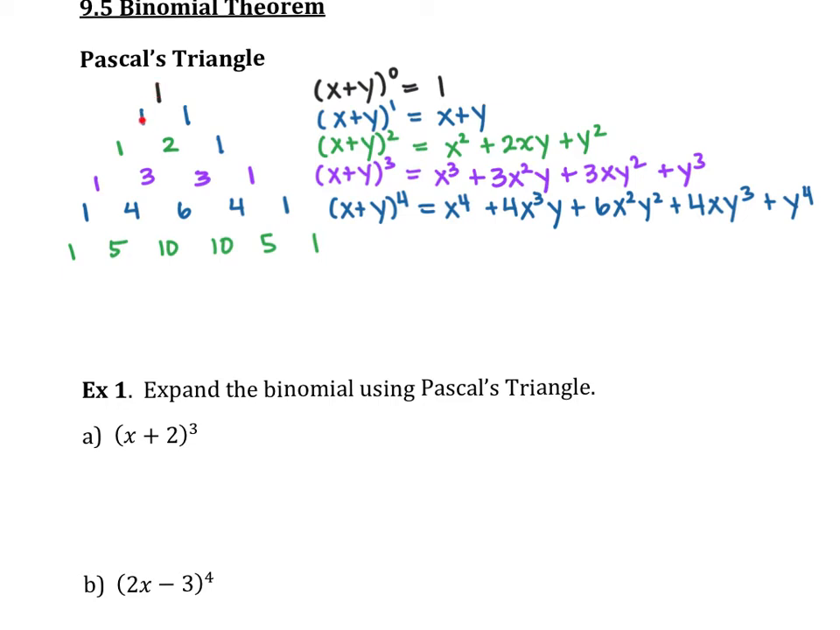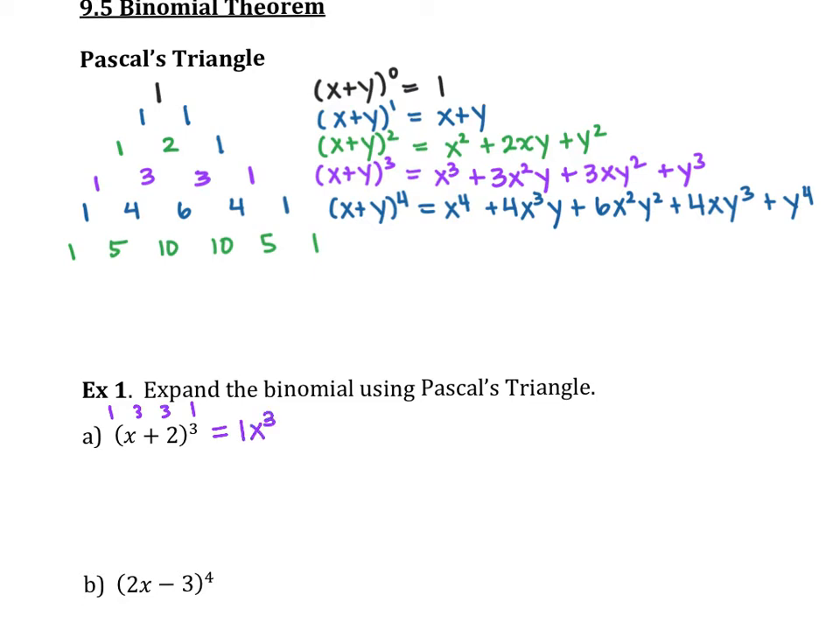This is degree 0, degree 1, degree 2, degree 3. So I'm on this row right here. So 1, 3, 3, 1 is what I'm going for. Okay, I'm going to write it out. Okay, so for the first thing, I'm guessing it's 1x to the third, or x to the third.